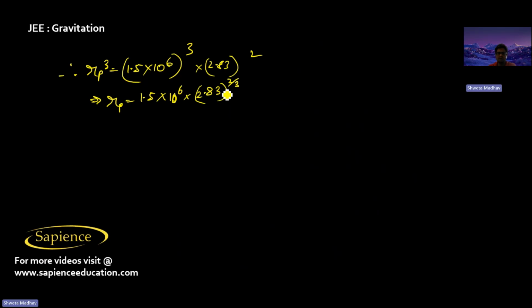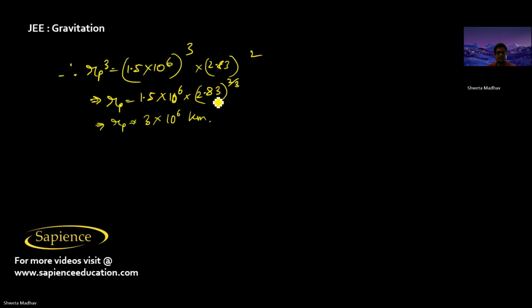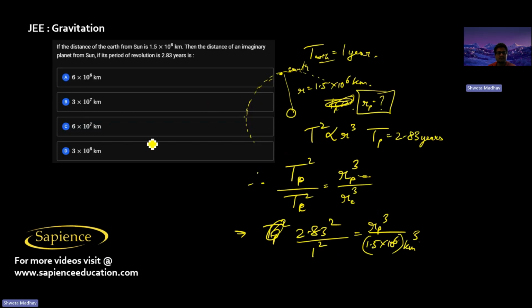So you can say RP is approximately 3 into 10 power 6 kilometers. So option D is the correct answer.